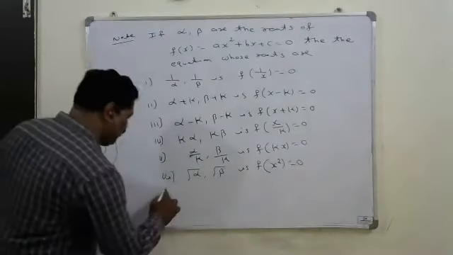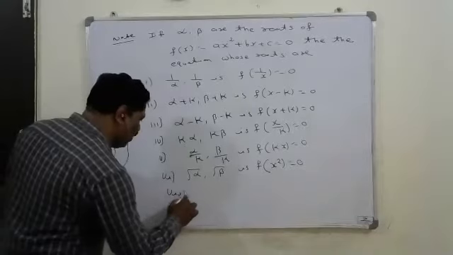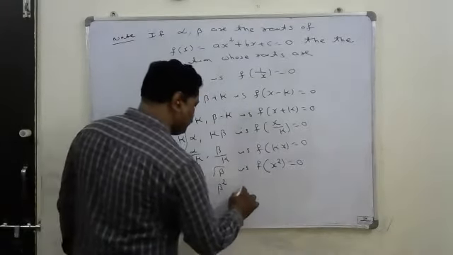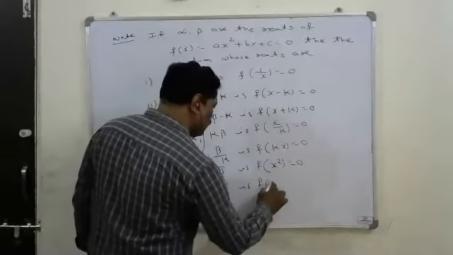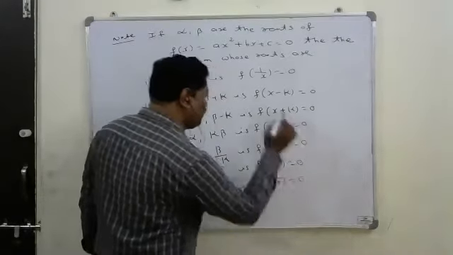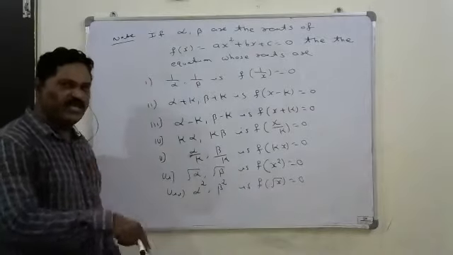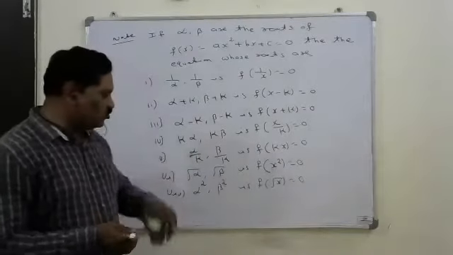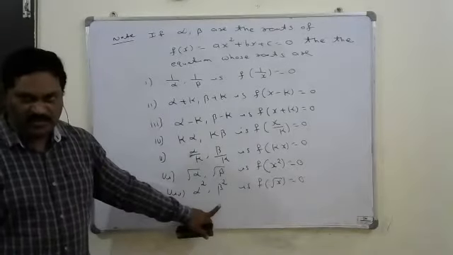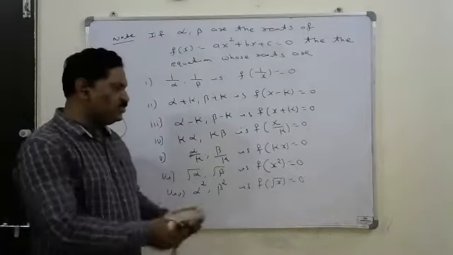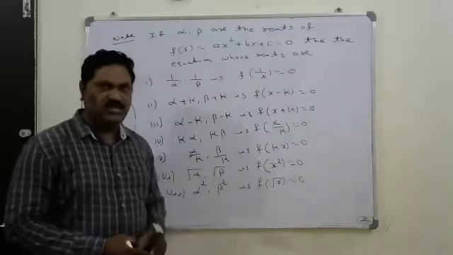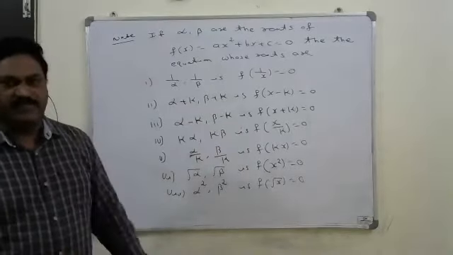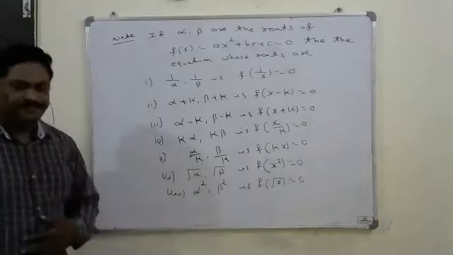Okay. Similarly, the equation whose roots are alpha square comma beta square, then the equation is f of root x is equal to 0. Replace x by root x and simplify the quadratic equation. We will get the quadratic equation whose roots are alpha square and beta square. Okay. So whatever the opposite operation is, that we have to keep there. Understand? Okay. So like that, if you remember that, directly we can write that corresponding equation. Okay. That is this point.